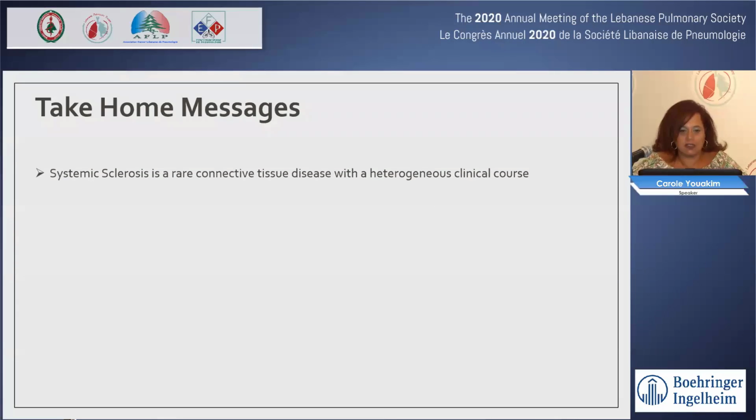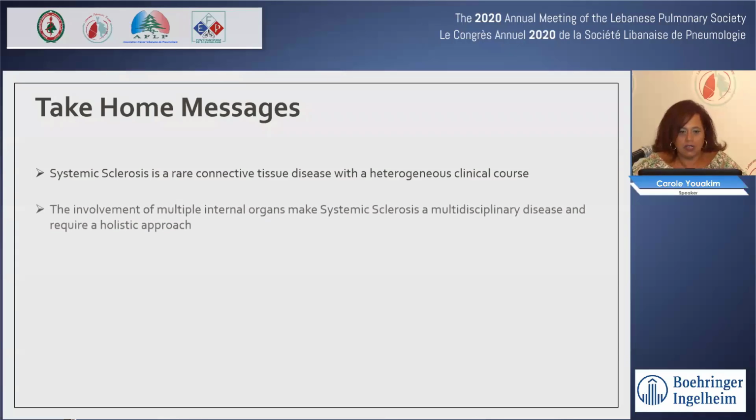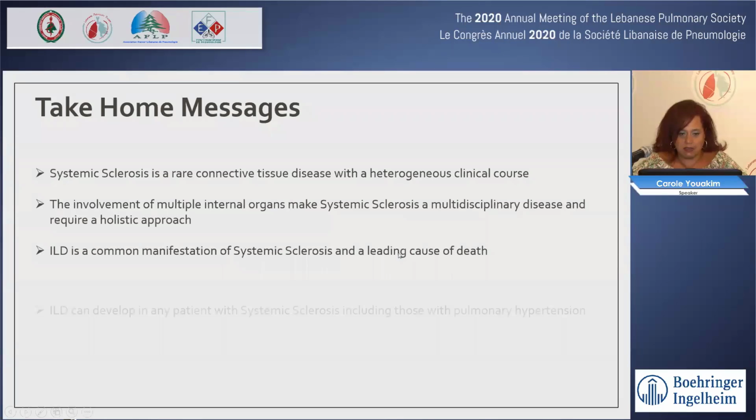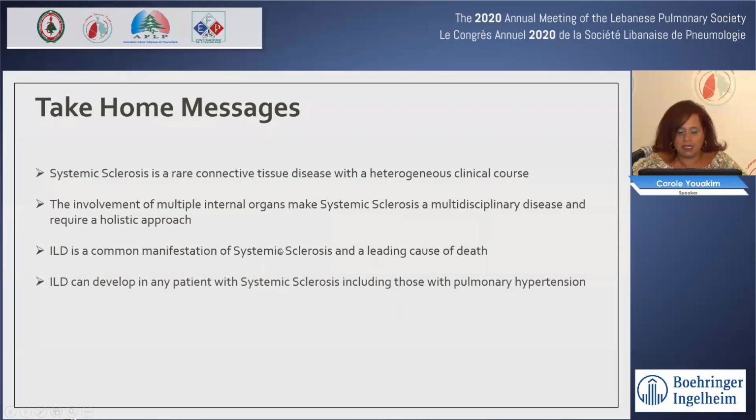Systemic sclerosis is a rare connective tissue disease with a heterogeneous clinical course. The involvement of multiple internal organs makes systemic sclerosis a multidisciplinary disease requiring a multidisciplinary approach. ILD is a common manifestation of systemic sclerosis and is a leading cause of death. ILD can develop in any patient with systemic sclerosis, even those with pulmonary hypertension, but the risk is increased in those with diffuse cutaneous systemic sclerosis.